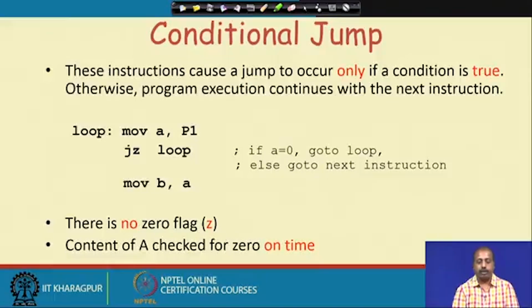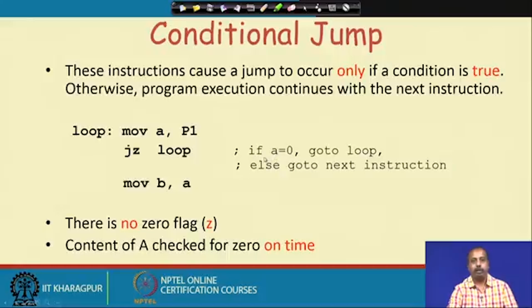It checks the content of A register, whether it is 0 or not, at the time of executing this instruction. So, in some sense it is good, because it does not depend on some operation. Whenever the accumulator content is 0, if you execute a JZ instruction, it will find that the accumulator is 0. In this case it is documented also that way: if A equal to 0, go to loop.